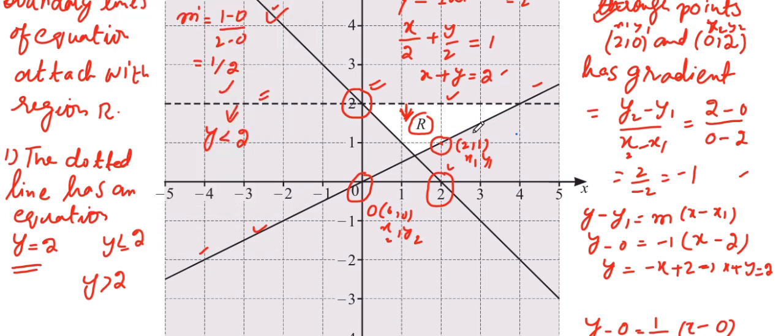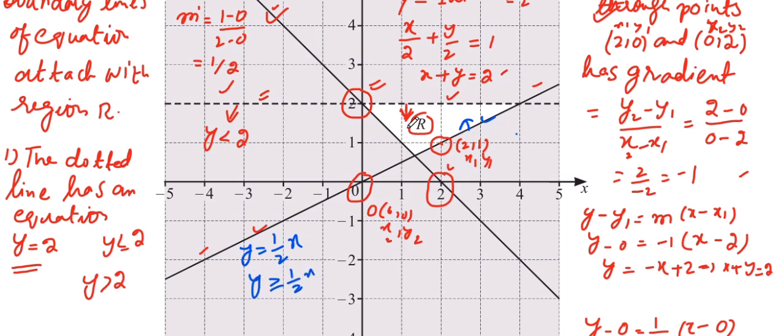For the next line, the equation is y is equal to half x, and it passes through the origin. You can observe that this white region, that is unshaded, is above this line, and this line is a solid line. So the inequality for this is y greater than or equal to half x.